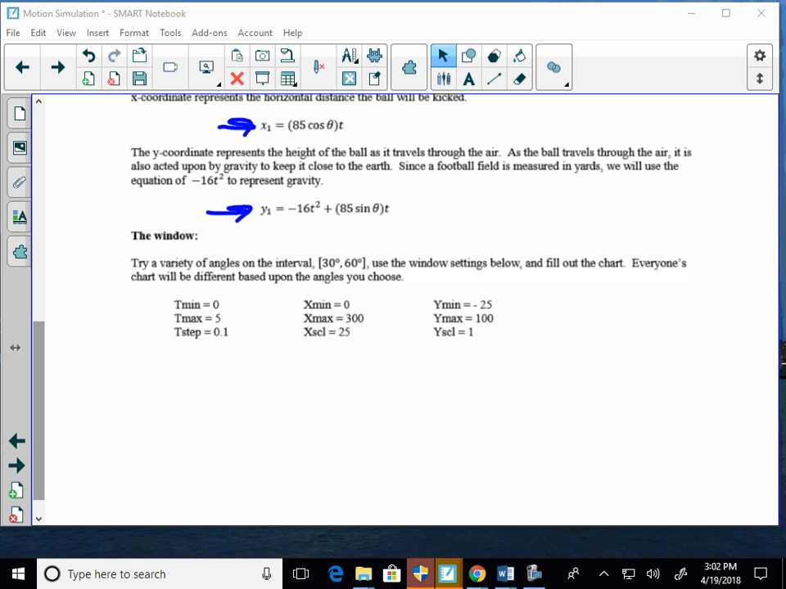Not good. Go back. Football field's longer than that. It's going to be like 300 feet. It's 100 yards, so it's around 300. Is that better?